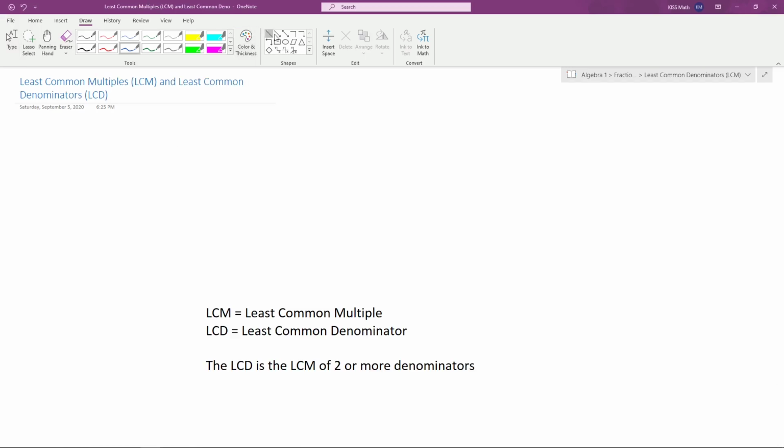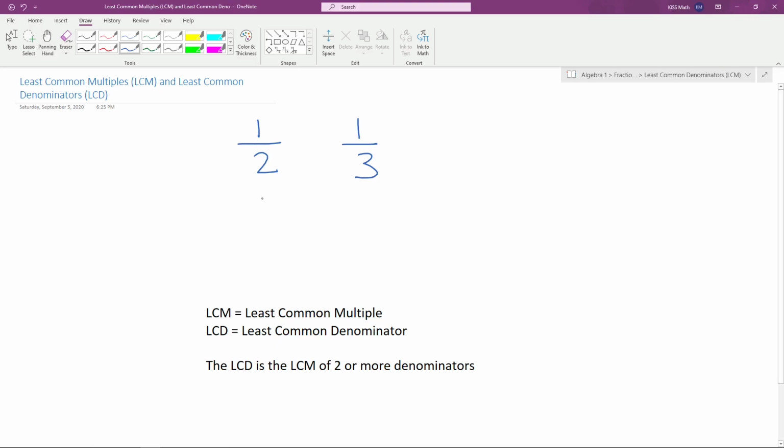Alright, so if you have two fractions, such as 1 over 2 and 1 over 3, the denominators are 2 and 3. Now, the ultimate goal is for both fractions to have the same, or common, denominator, that is the smallest or least value possible. That number is then called the least common denominator, or LCD.